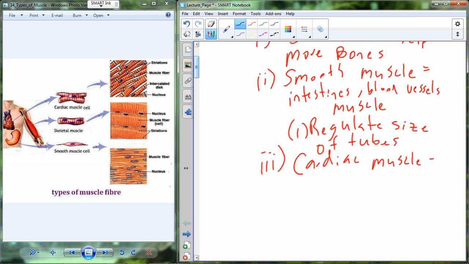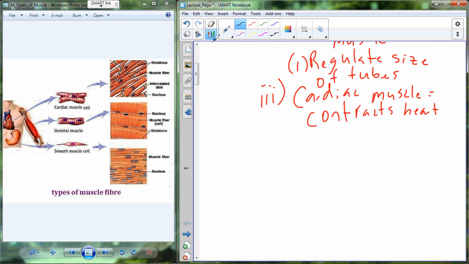The last type of muscle tissue is cardiac muscle, and this is the muscle that contracts the heart. And you can see examples of all three of them. Individual cells here, and then the tissue shown here on the far right. And there are differences. There are also some similarities, and we're going to point those out here in a little more detail as we move forward over the next 2 minutes.